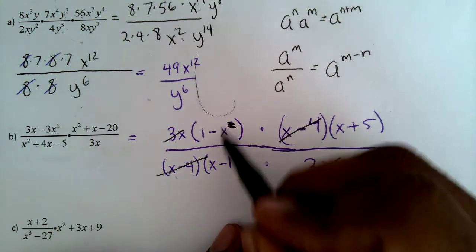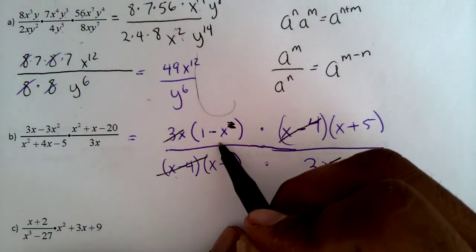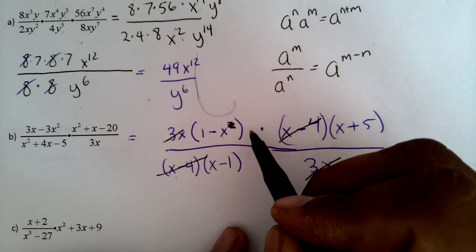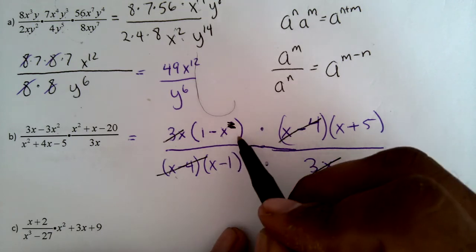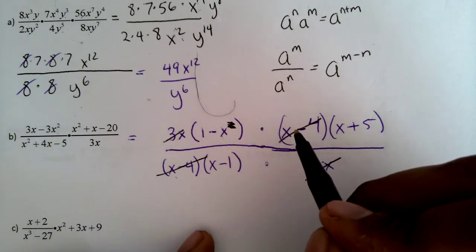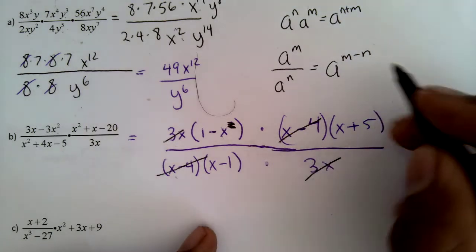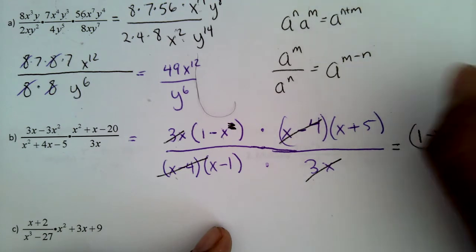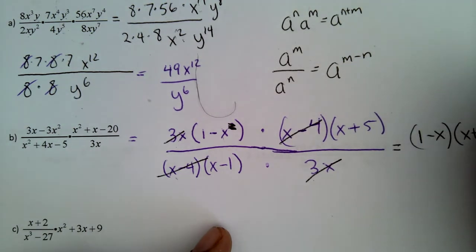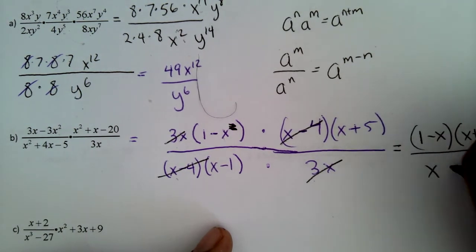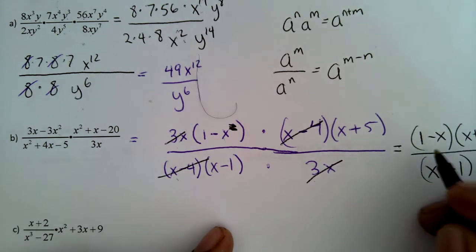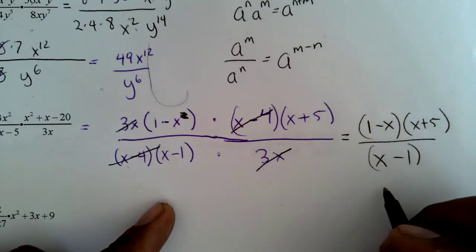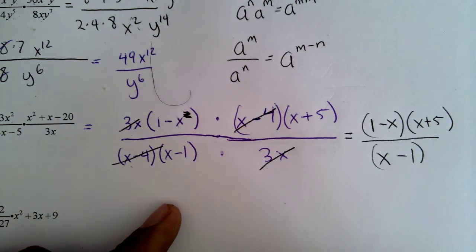Now, these look really similar, but we can't quite say they're the same. They're not the same. 1 minus x. Subtraction's not commutative. The order matters. So at this point, we're just going to go ahead and leave this as 1 minus x and x plus 5 all over x minus 1. So those are opposite factors. They do not cancel out. They're not the same.